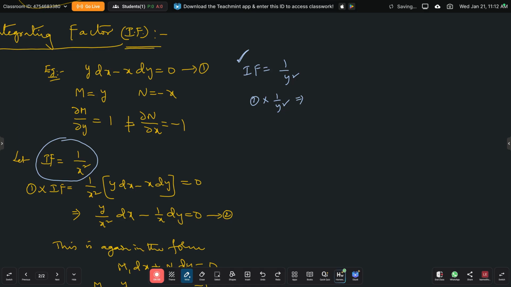So when I am multiplying 1 by y square into y dx minus x dy equal to 0, now what we have here: y by y square, that is 1 by y, dx; next, minus x by y square into dy. Once we multiply, we get a new equation: M1 dx plus N1 dy equal to 0.